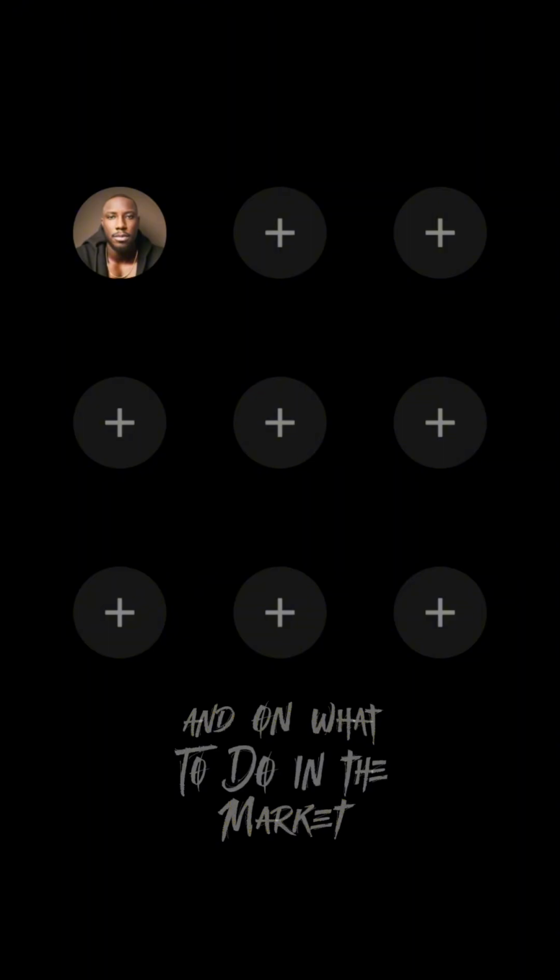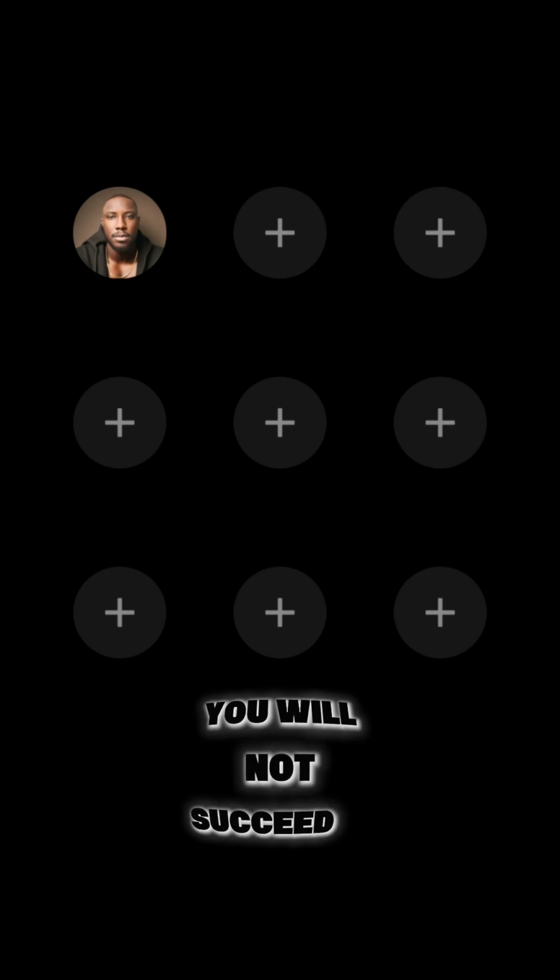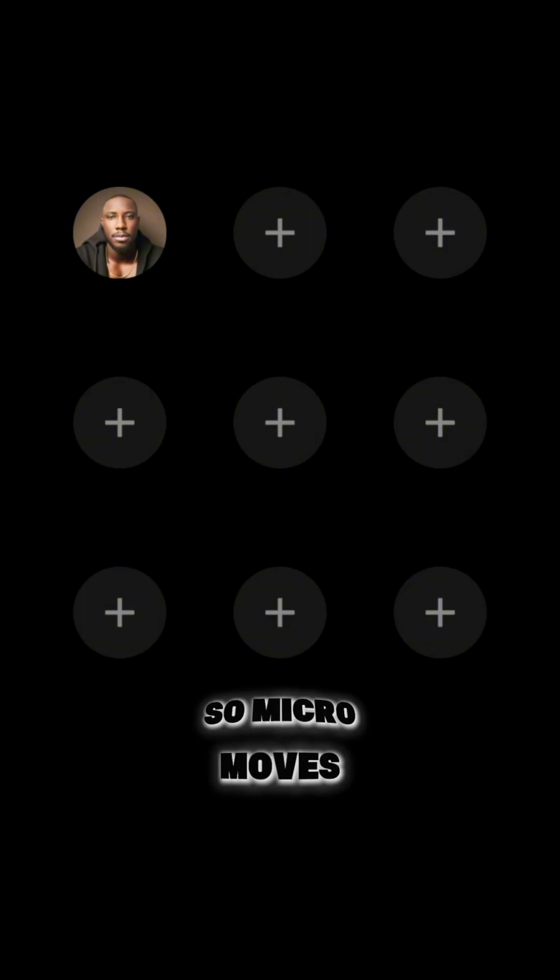So, micro moves drive the market tides. Smart traders learn to swim with the current. If you don't learn that as a trader, to swim with the current, you will not succeed in this industry. So micro moves drive market tides.